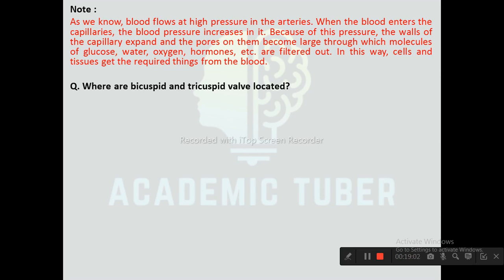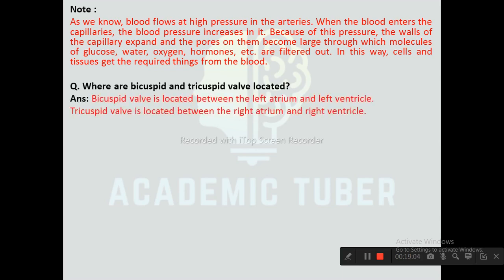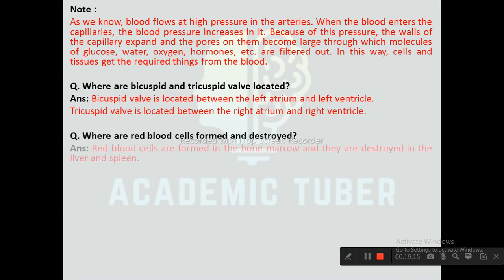Where are bicuspid and tricuspid valves located? The bicuspid valve is located between the left atrium and left ventricle, whereas the tricuspid valve is located between the right atrium and right ventricle. Where are red blood cells formed and destroyed? Red blood cells are formed in the bone marrow and they are destroyed in the liver and spleen.